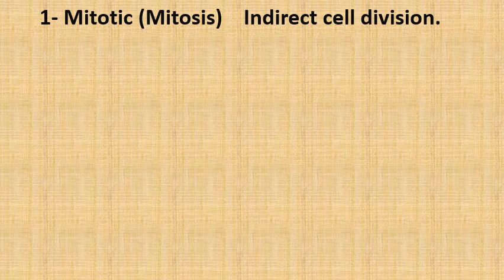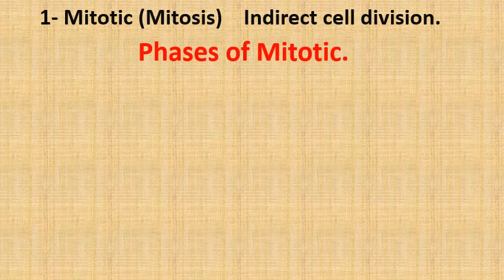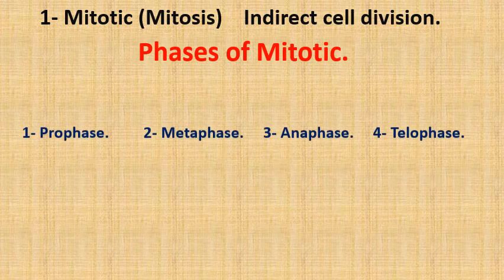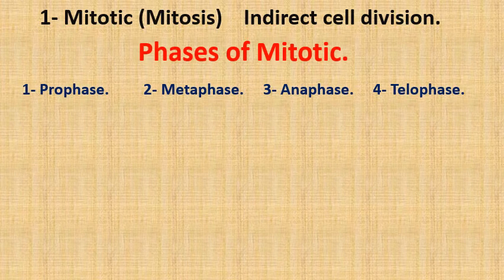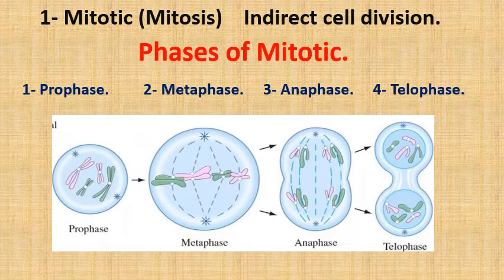Number 1, mitotic or mitosis, which is called indirect cell division, passes by many phases. And these are phases of mitotic division. We have 4 phases of mitotic division. Number 1, prophase. Number 2, metaphase. Number 3, anaphase. Number 4, telophase. Again, prophase, metaphase, anaphase, telophase. And we will see what happens in each phase.